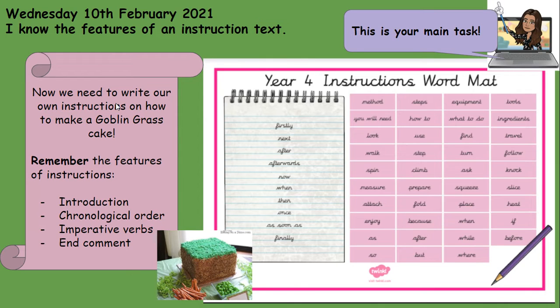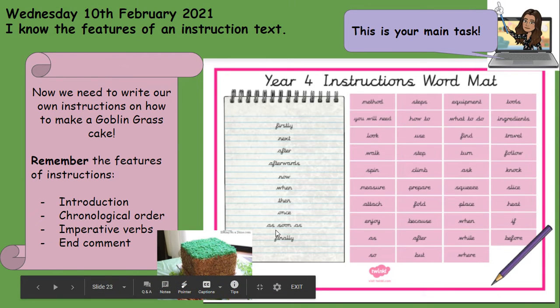This is your main task. You need to write your own instructions now on how to make a goblin grass cake. Remember the features of instructions. You need to do a short introduction. You need to make sure they're in chronological order. You need to use some imperative verbs like fold, slice.